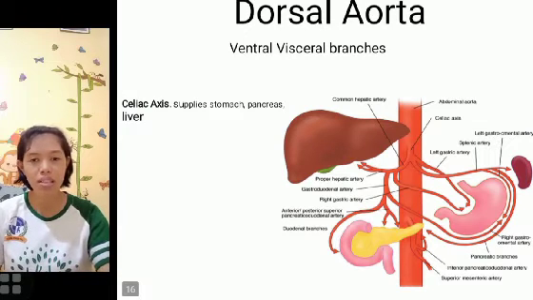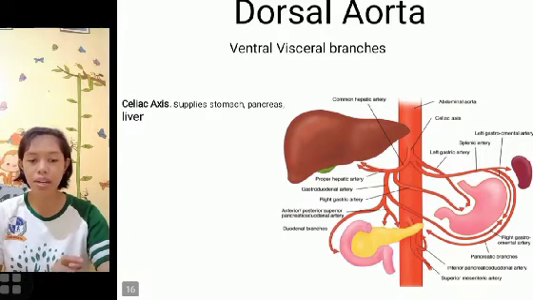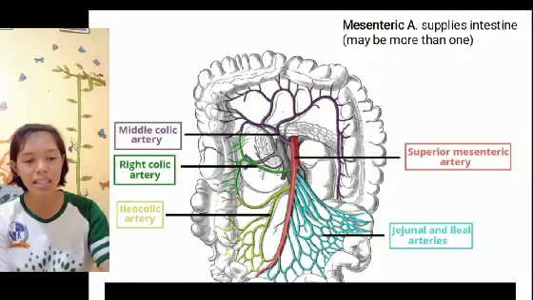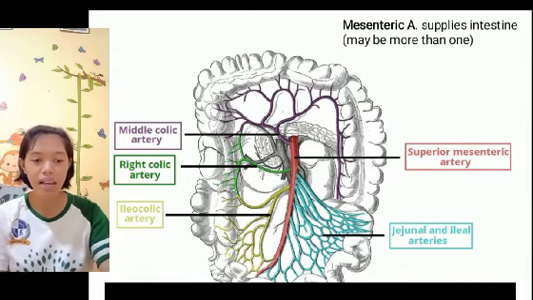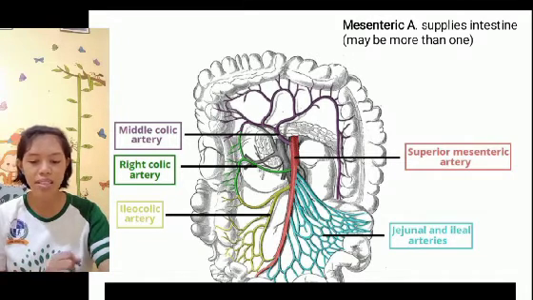The branch going to the liver, we call our hepatic branch. Going to the stomach, that's our gastric branch. Going to our spleen, that will be our splenic branch. Then the mesenteric artery. What is the mesenteric artery? It supplies the intestine. Typically, for the small intestine, we call that one our cranial mesenteric.